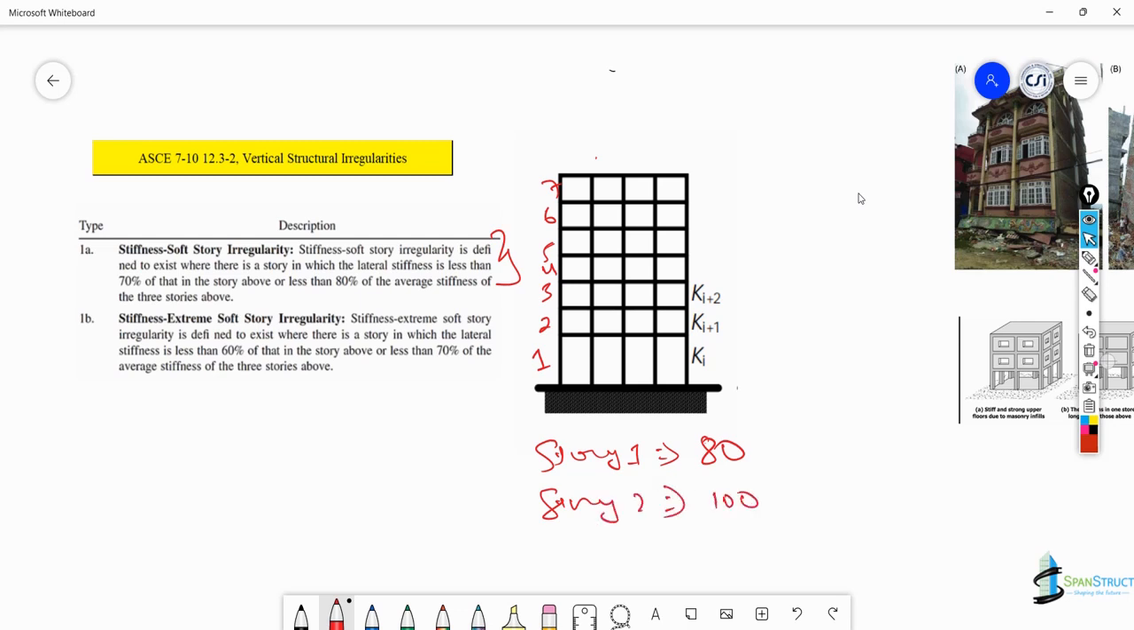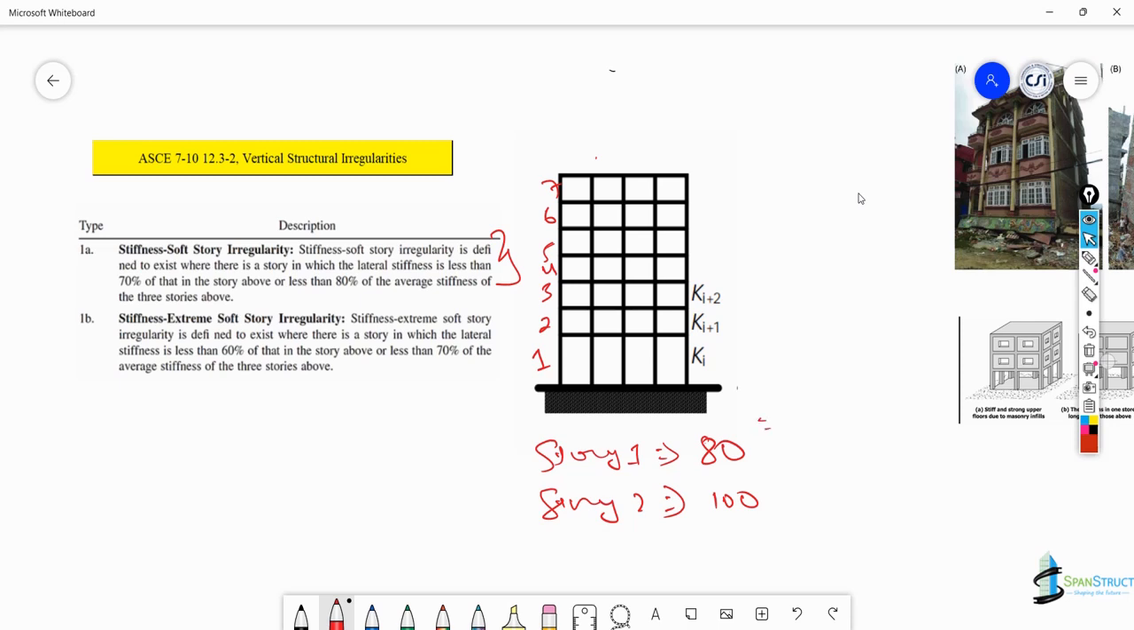Now if you look at the definition here, it tells you in which condition your story will come under the soft story. If I am checking story number 1 as a soft story, then I have to look at the stiffness of the story above. The stiffness of the story above should be at least 70% for story number 1 to become a soft story.